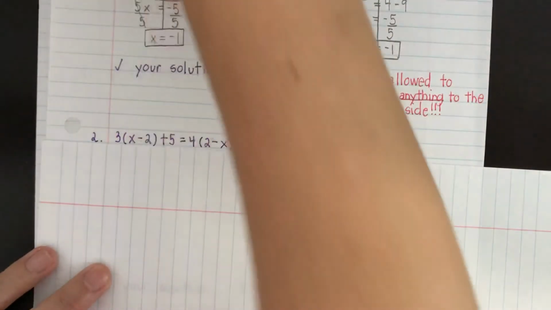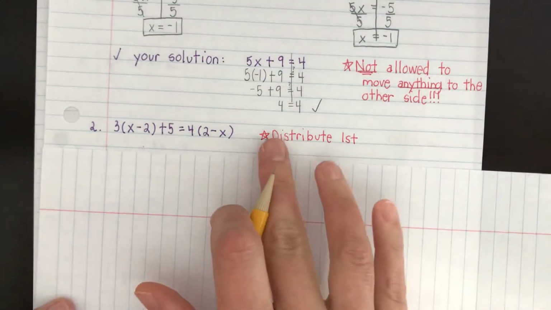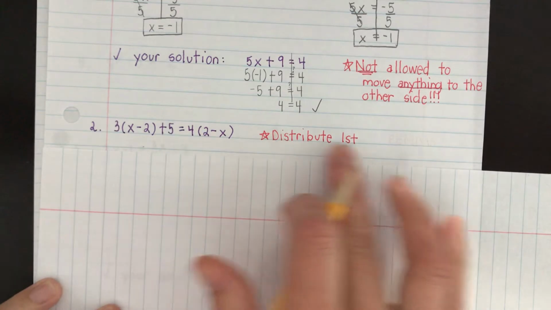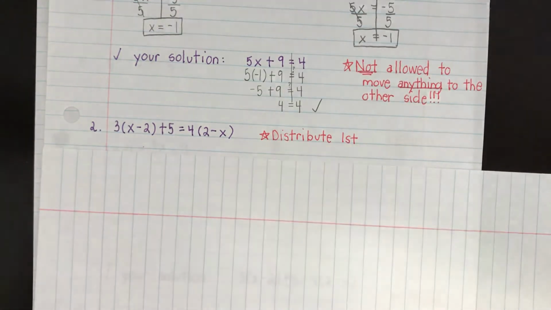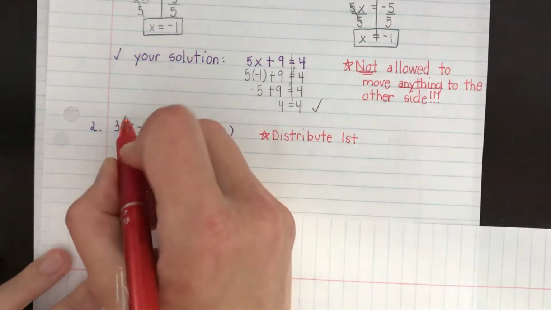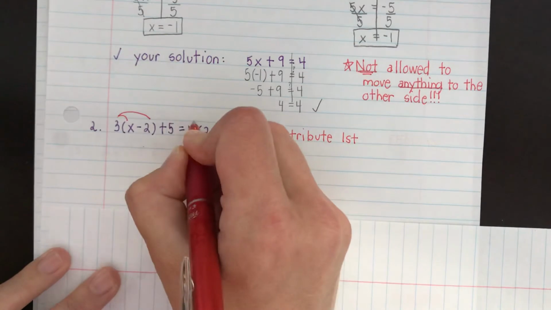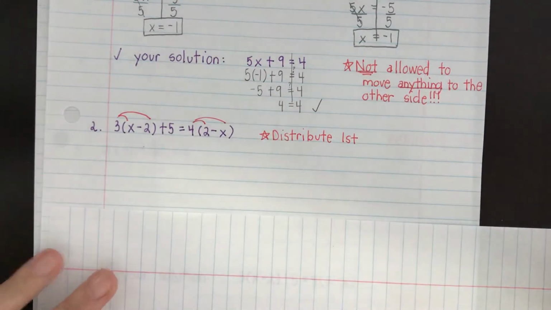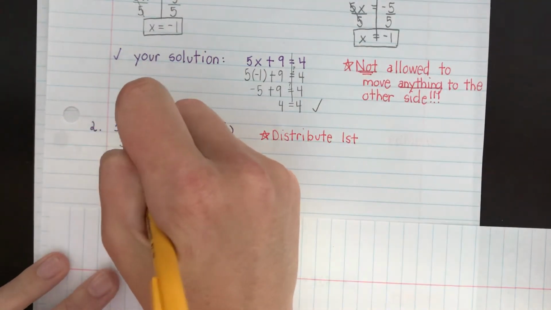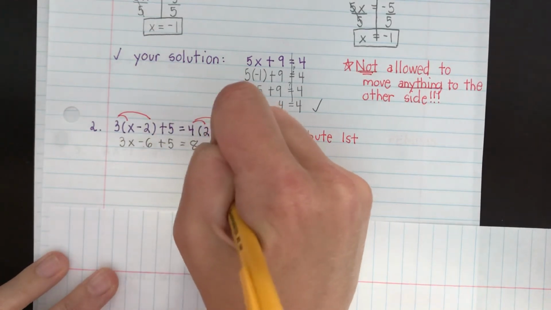So number 2. Okay, so here we've got this problem, and hopefully you're looking at this and you've seen this before, and you hopefully remember that you need to distribute first. Before we can start collecting like terms or moving things to other sides, you see these parentheses here, and that really tells you right away I've got to distribute first. So you're going to distribute first, and you get 3x minus 6 plus 5 equals 8 minus 4x.